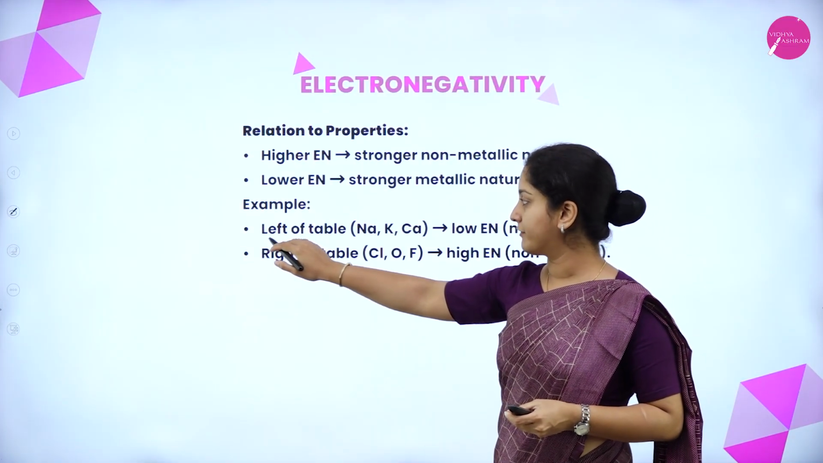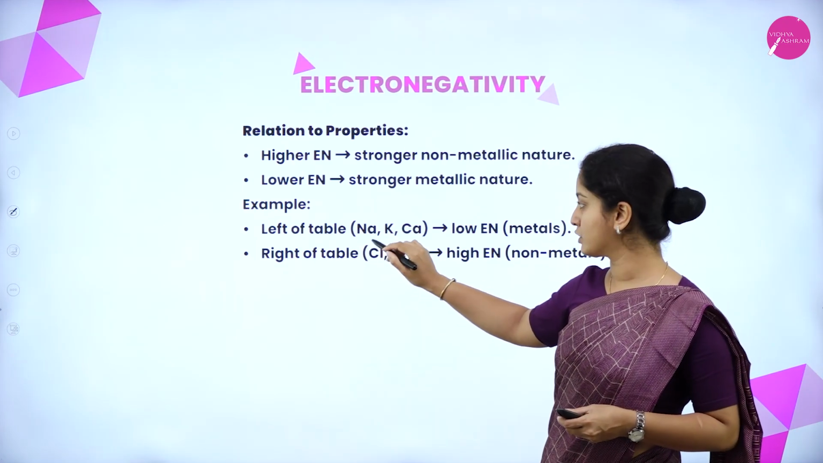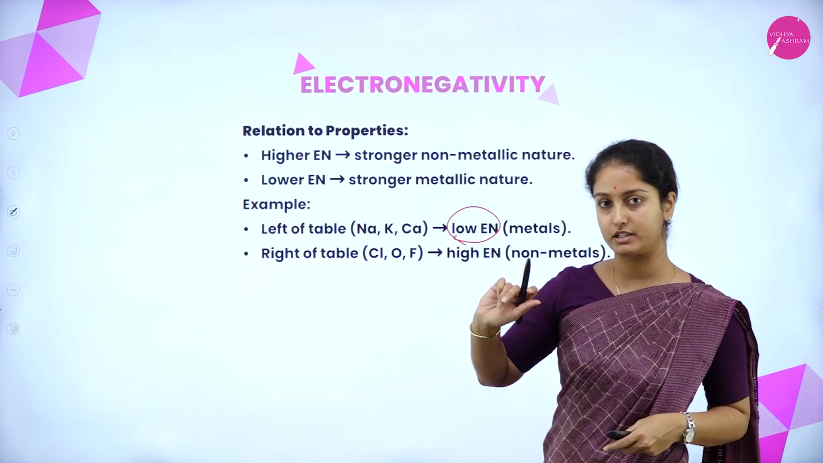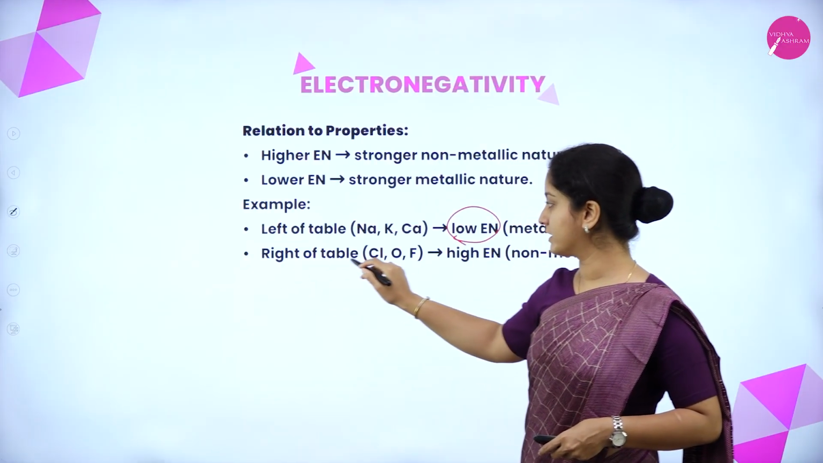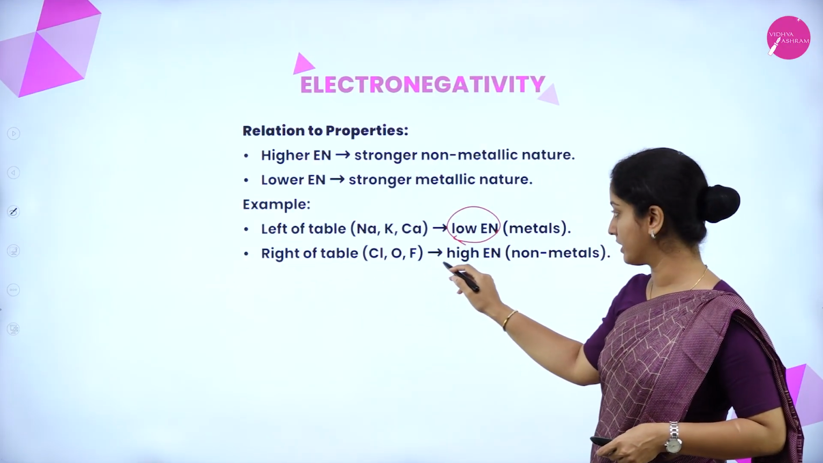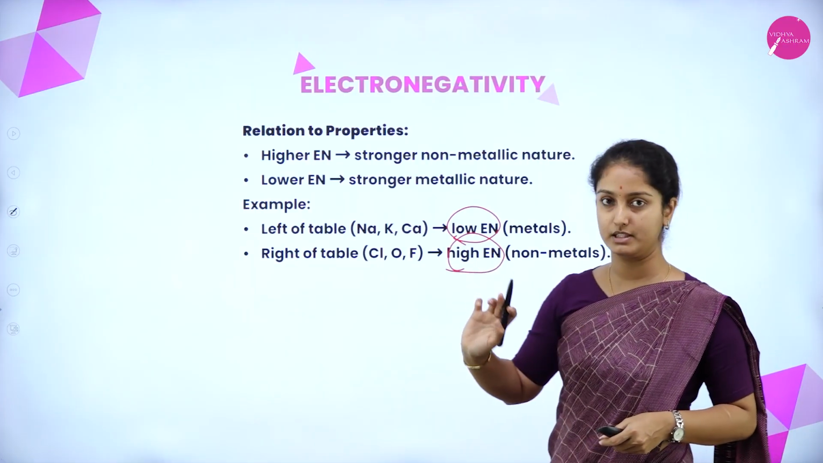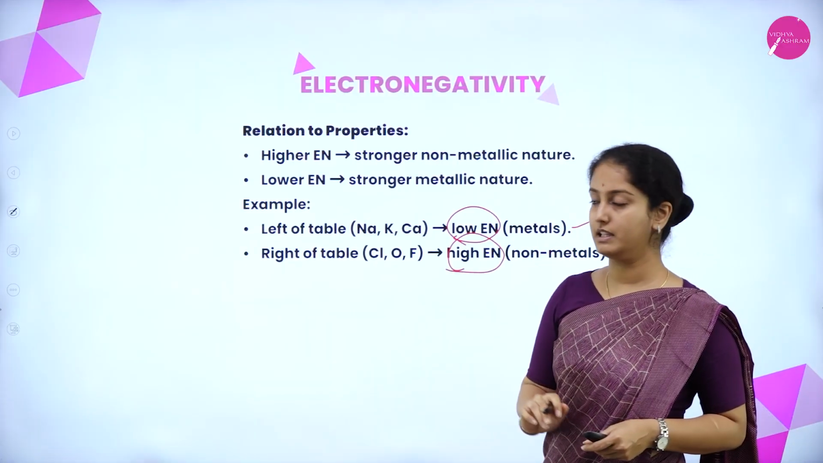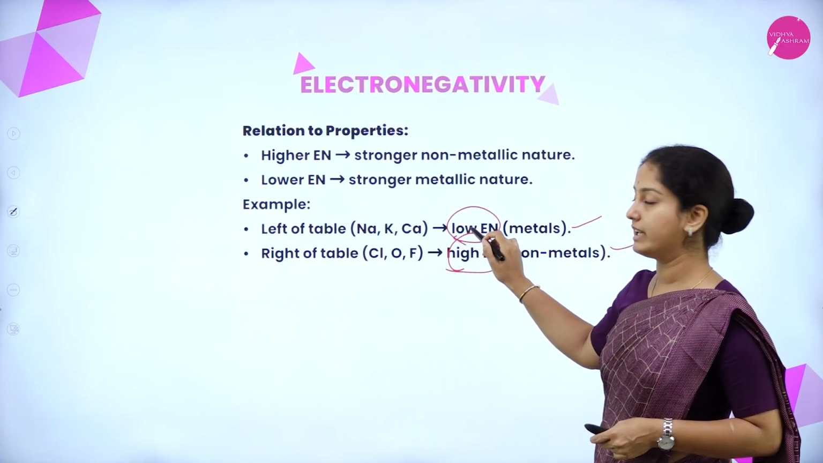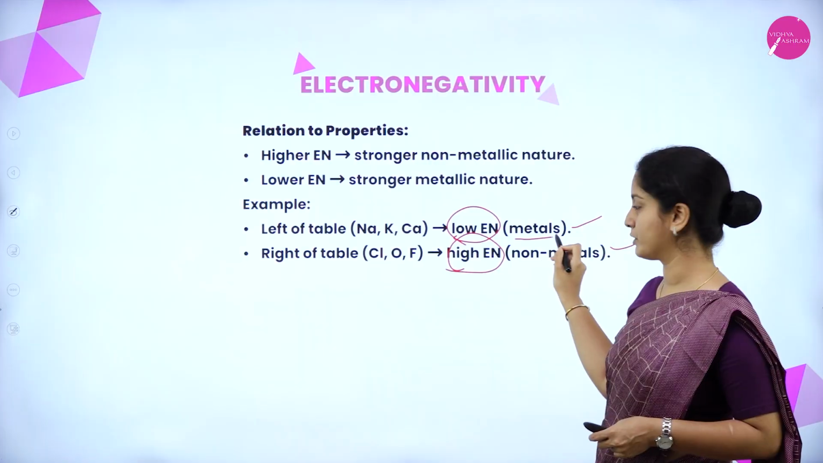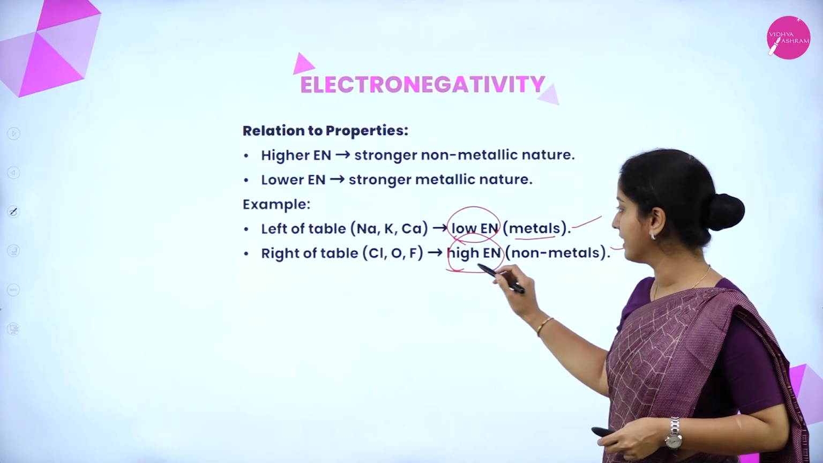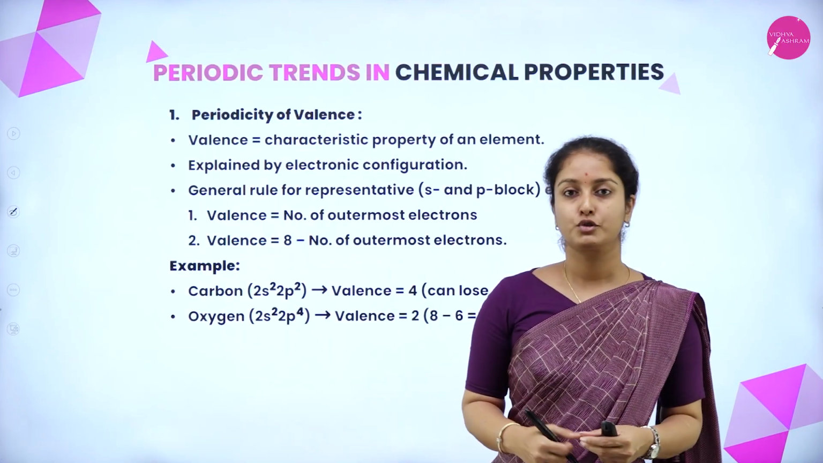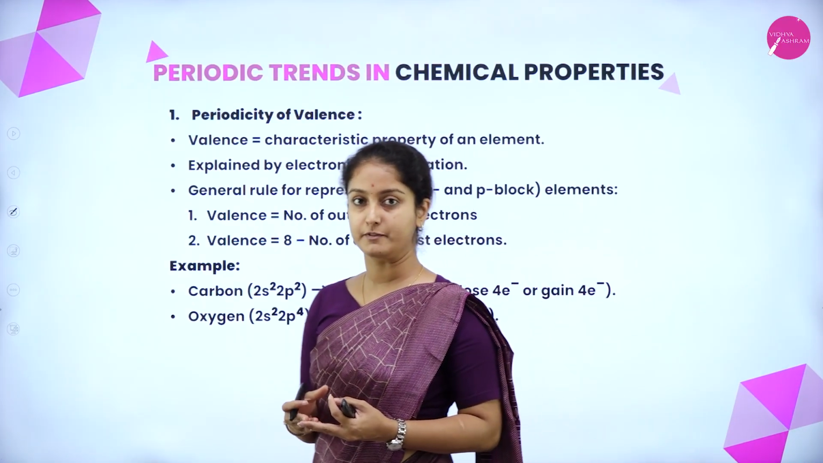Example, from the left of the table, if you see, it is sodium, potassium and calcium, which will have lower electronegativity. From the right of the table, chlorine, oxygen and fluorine will have higher electronegativity, and that leads to the metallic and non-metallic behavior of the elements. So, when they have low electronegativity, it possesses metallic property. If they are high, then it possesses non-metallic properties. So, that was about periodic trends in physical properties.